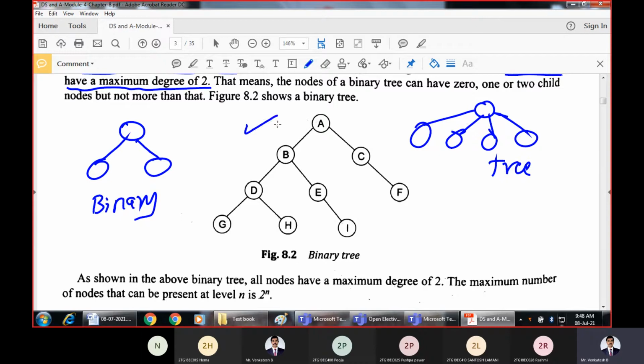This is an example tree which is given and which is binary in nature. That means this root node A has 2 children, B and C. Similarly, B has 2 children, D and E. D has 2 children, G and H. C has 1 child called F, and E has only 1 child called I. So it is an example of a binary tree.